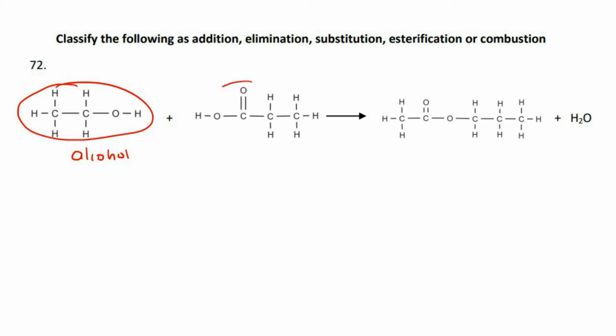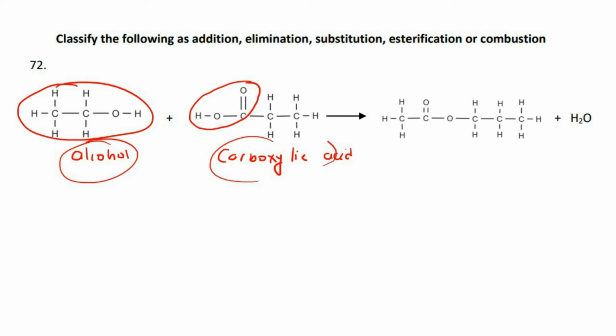And over here we've got the C double bond oxygen with an OH. That is a carboxylic acid. Now, we should know that when you react an alcohol and a carboxylic acid, you produce an ester. So this is going to be esterification. This reaction is esterification. There is another name for it that some of you might want to use, and that is condensation. You can use that as well.